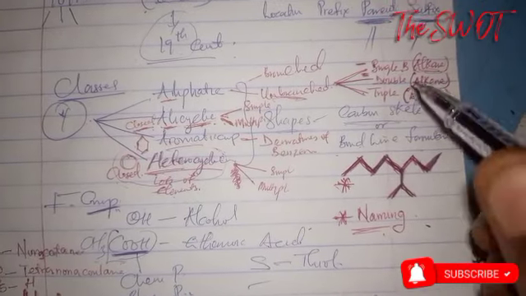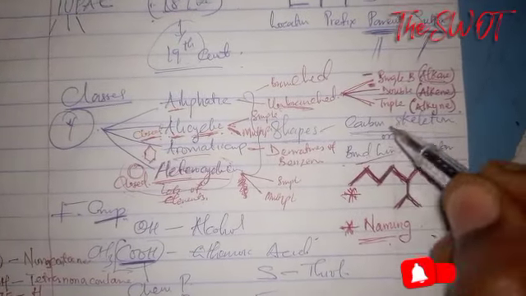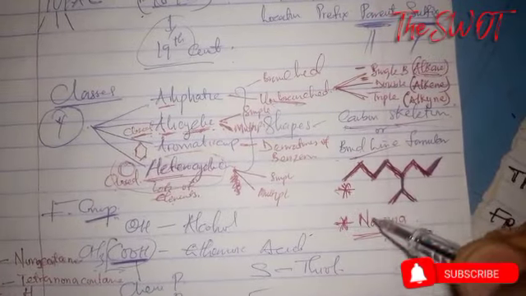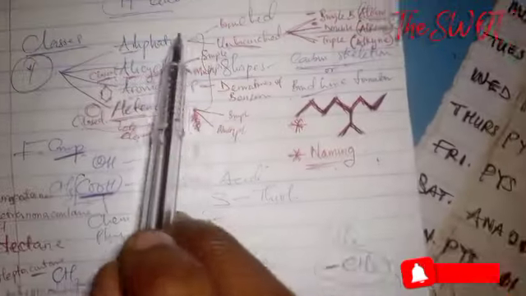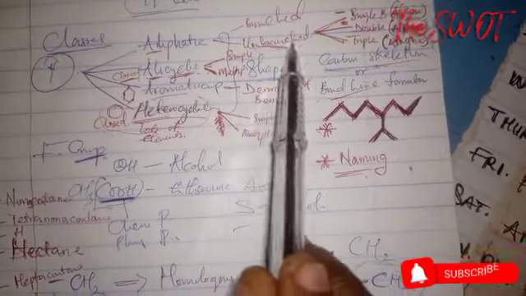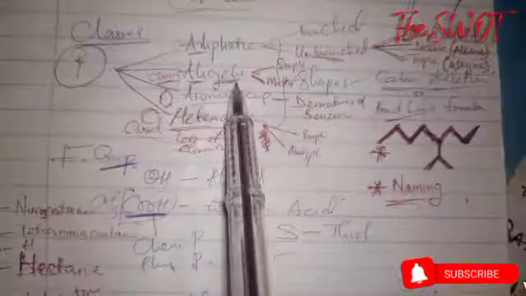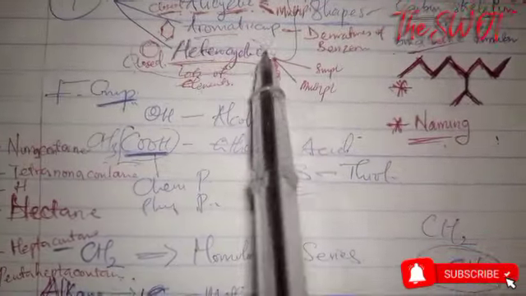Episode you'll be able to follow on with the bond line formula, which is also known as the carbon skeleton, and the naming. Under alkane, take note, under alkane we are looking at this first, aliphatic unbranched. So then we move to alicyclic, aromatic, and heterocyclic.